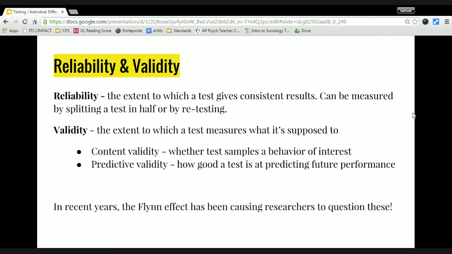These things are not perfect. They can be messed around with. There's some debate in the scientific community about how reliable and how valid some of the things that we use to test people are. And one thing that's causing that is the Flynn effect.